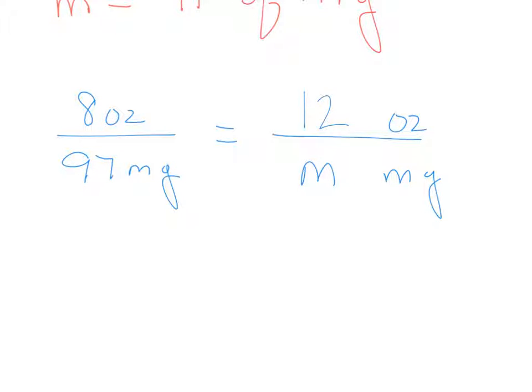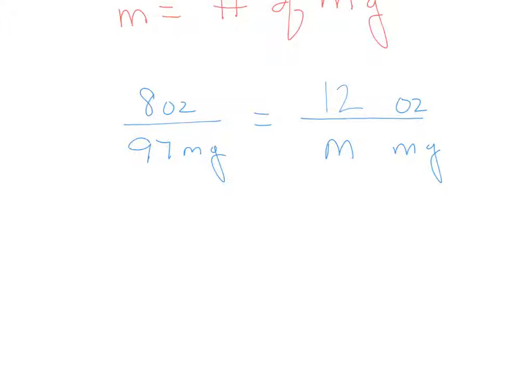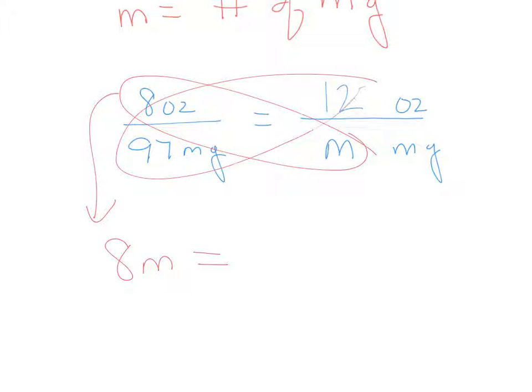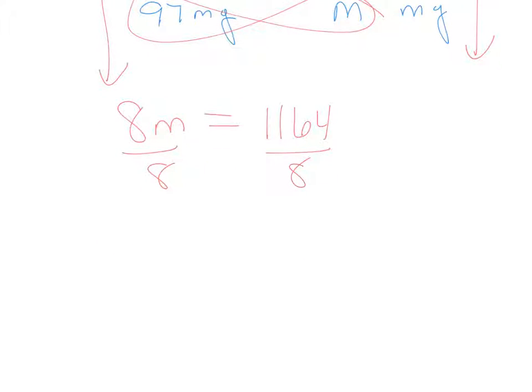All right, now let's cross multiply. M times 8 is 8M equals 12 times 97, and 12 times 97 is 1164. Then we're going to divide both sides by 8, and when we do that, M equals 145.5.